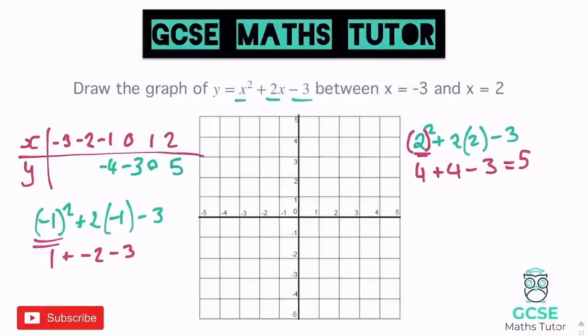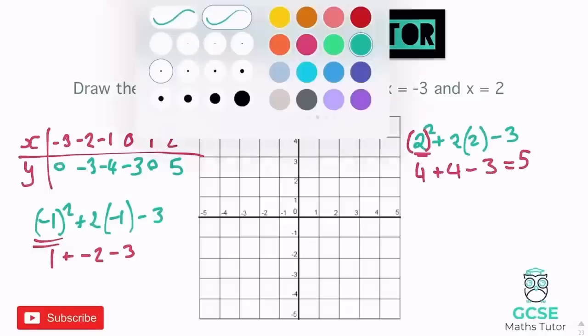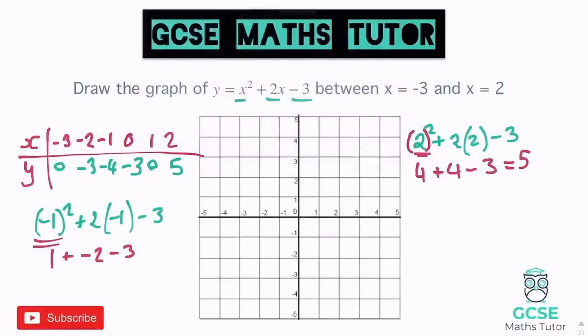There we go. Let's have a look at the next one. Negative 2 squared is 4, add negative 4 is going to be 0, and then take away 3 gives us negative 3 again, and then onto the negative 3. Negative 3 squared is 9, add 2 lots of that, so negative 6, so 9 take away 6 is 3, and then take away 3 again gives us 0. So you can probably see a little bit of a pattern here. If you look at that negative 4 in the middle, either side of that we've got negative 3, either side of that we have 0, and then we have the additional 5 there.